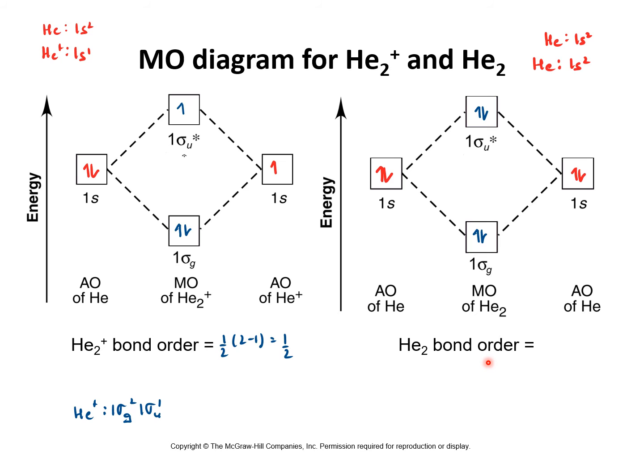We can see from the MO diagram that He2 would have a bond order of 1/2 times (2 minus 2), because there are 2 electrons in the 1 sigma G bonding MO and 2 electrons in the 1 sigma U star antibonding MO. This gives us a bond order of 0, telling us that this molecule is not stable and therefore cannot exist.